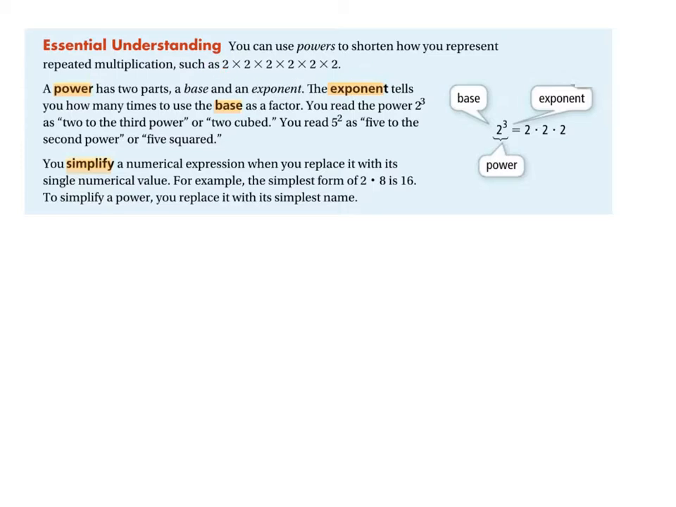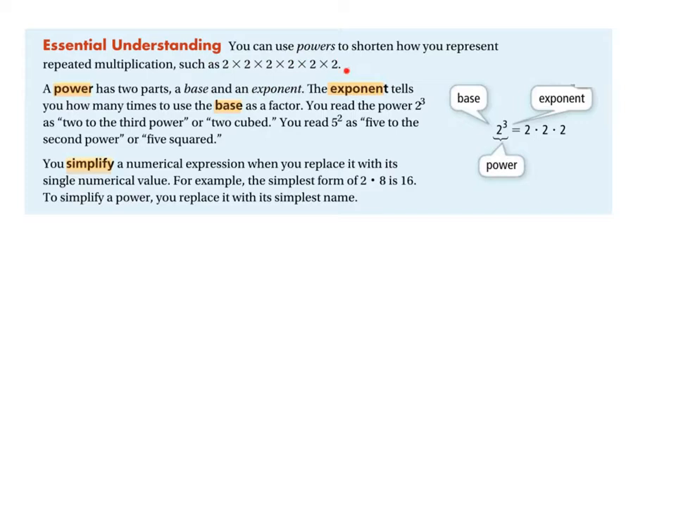How many 2's are there? 1, 2, 3, 4, 5, 6. We're multiplying 2 together 6 times. We could simplify that by writing 2 to the 6th power. And a power has two parts. It's got a base, the thing that's repeatedly multiplied. In this case, the 2 is getting repeatedly multiplied, and an exponent. And the exponent in that case would be a 6 because you're multiplying it together 6 times.